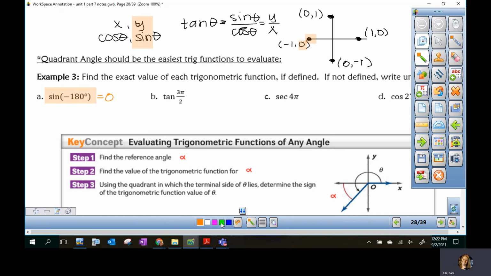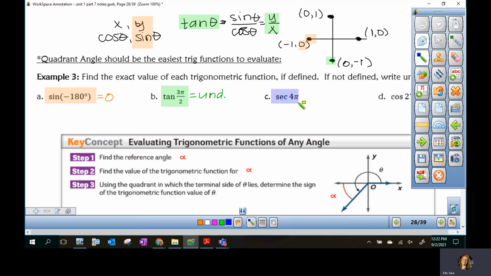Okay, now this one wants tangent at 3 pi halves. So remember 3 pi halves, that's 270, that's down here. Now tangent is not the x or the y. Tangent is y divided by x. So we said -1 divided by 0 would be undefined. Okay, good. I'm gonna abbreviate that.